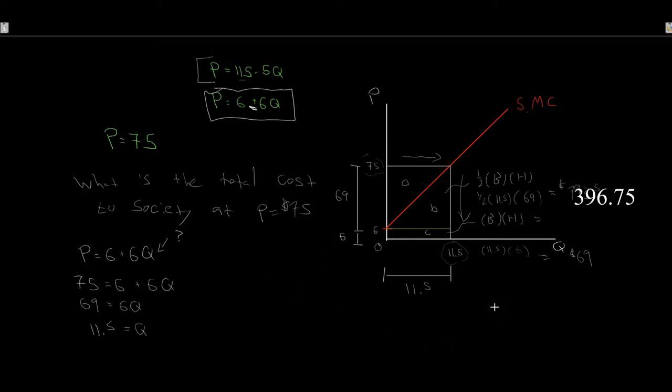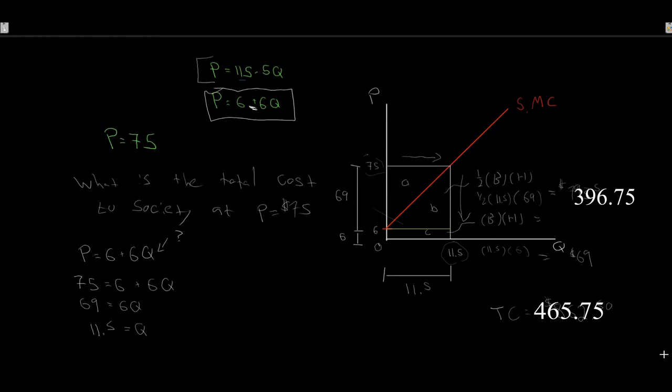So altogether then, our total cost to society, total social cost, or I could just say total cost, TC, is 793.5 plus 69, and that's going to yield us a total social cost of 862.5. Perfect.